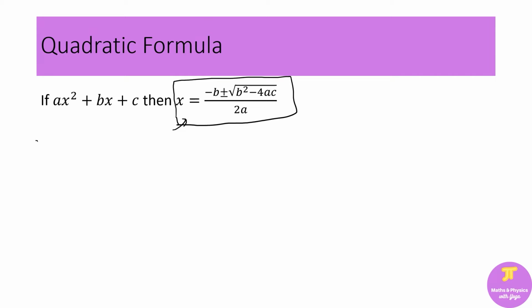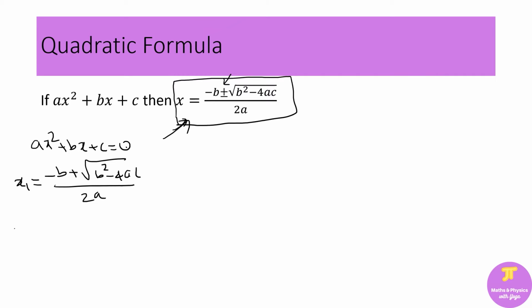Let's say you have an equation like ax squared plus bx plus c equals 0. If you have been asked to solve this equation, you can actually use this formula to find the solution. As you can see, there are two answers, one for plus and one for minus. So the first solution would be minus b plus square root of b squared minus 4ac, divided by 2a. The second solution is minus b minus square root of b squared minus 4ac, divided by 2a.